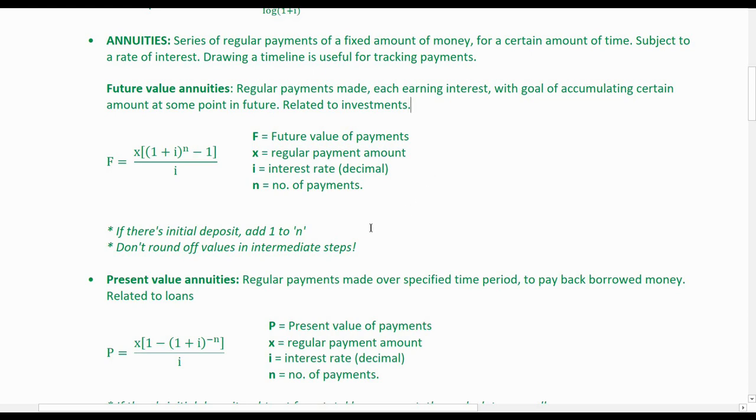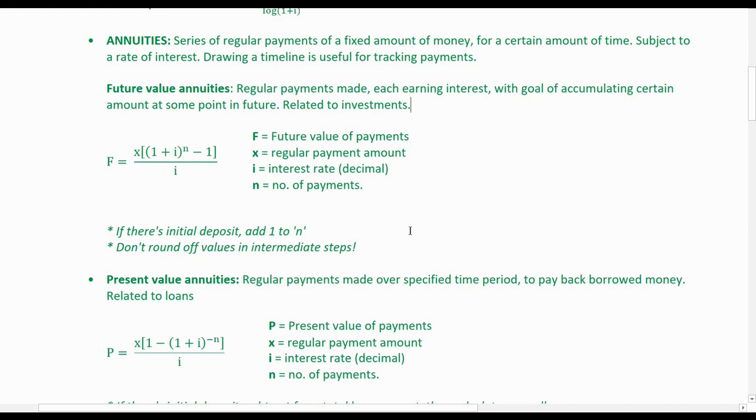And then two important things to keep in mind when applying the formula to different questions: if the question states there's an initial deposit, then you account for it by adding 1 to the value of n. And another thing is, don't ever round off values and then use these rounded values for further calculations. You can round off the value just for stating the answer, but if at any point after that you need to use those values in any calculation, then you can't use the rounded off values. You have to use the exact values. And the best way to do that is by saving the value as a variable in your calculator.